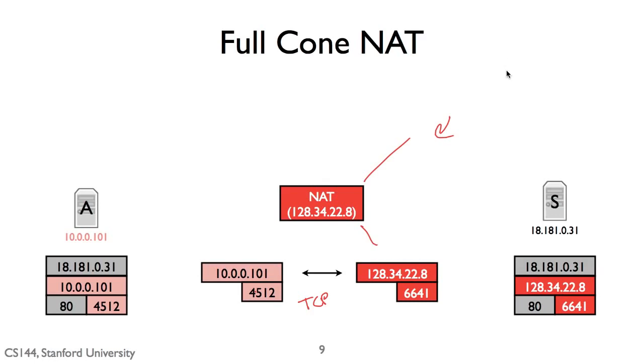So if I have some other server, say S2, that has some IP address A, and it's sending a packet from port A prime, and that packet with source port A prime is sent to 128.34.22.8 port 6641, the NAT will translate it, and my host here will see something coming from A prime arriving at 10.0.0.101, port 4512. Now, it might discard that packet, it might send an ICMP error, but the point is the NAT will do the translation. It's the least restrictive.